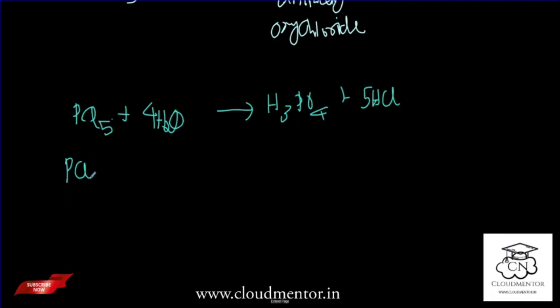I can show that here. PCl5 with water, 4H2O, giving H3PO4 and HCl, and PCl3 with water giving H3PO3 with 3HCl.